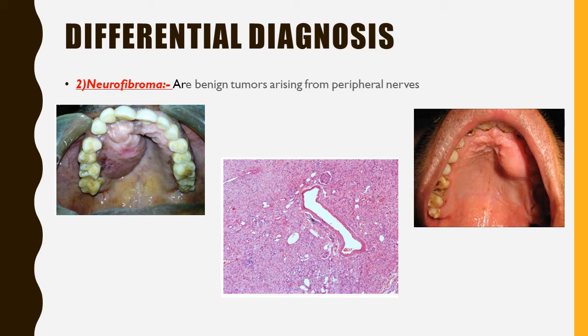Tongue, buccal mucosa, and vestibular area are common sites, and posterior mandible is the most common intraosseous location. Histopathological diagnosis will show peripheral nerve tissue and dilated blood capillaries.